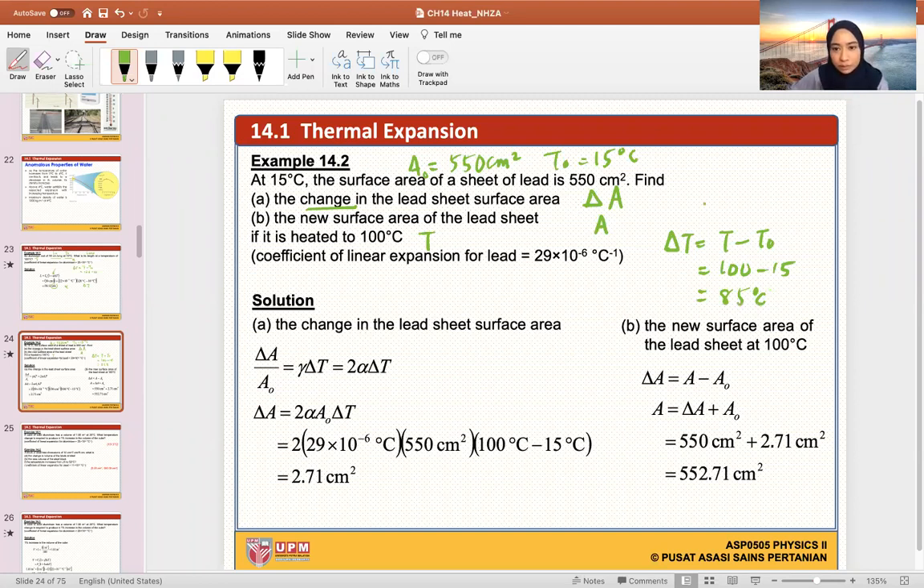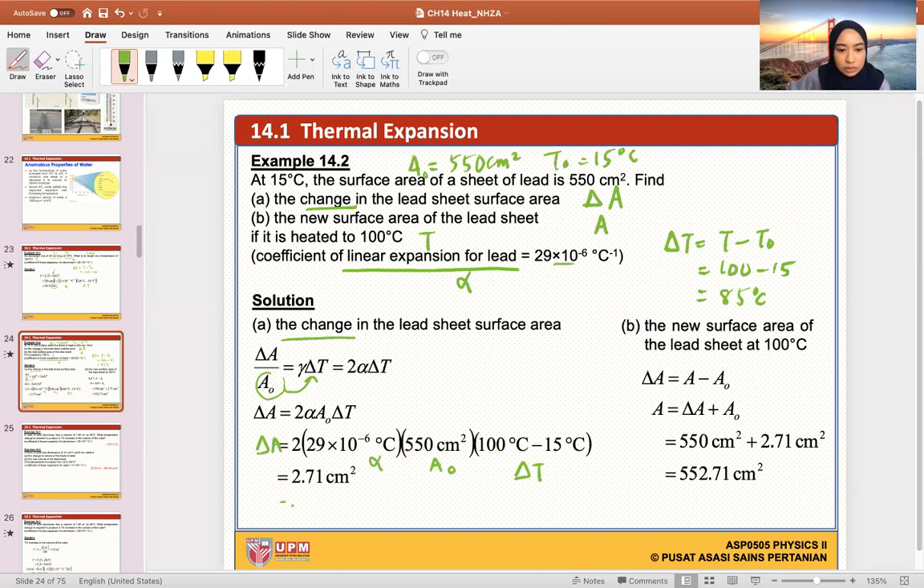Okay. So just use the equation. They want to find the change, so use this equation, delta A over A naught equals gamma delta T. The coefficient of linear expansion is this, your alpha. Again, it did not give you gamma, so you have to convert it to gamma, so 2 alpha. Okay, so delta A is equal to 2 alpha. A naught dibawa ke sini, so dapat 2 alpha A naught delta T. So alpha is this guy, so this is your alpha times 2. This is your area, this is your delta T, A naught. So you will get your delta A over here.